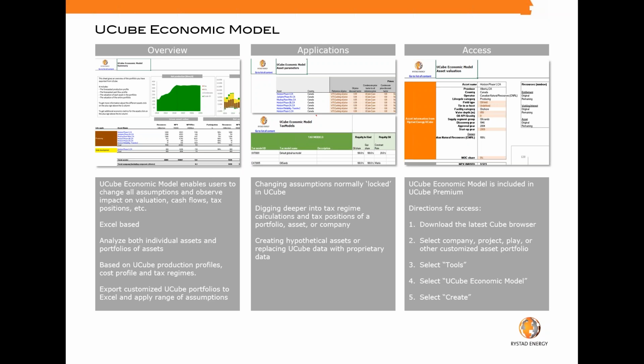The model displays not only the production and economic profiles that you see in UCube, but it also includes all of the underlying assumptions that ultimately affect these profiles, as well as the asset valuations, whether this is related to reference prices, inflation assumptions, various fiscal regime inputs, and so on and so forth. Another major distinguishing factor is that you can actually change these inputs and assumptions. These assumptions, which would otherwise be locked in UCube, you can replace with your own assumptions or your own proprietary data.